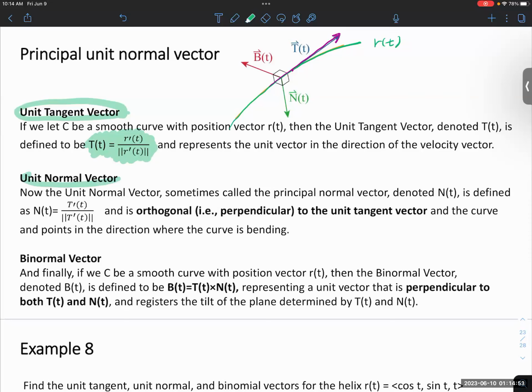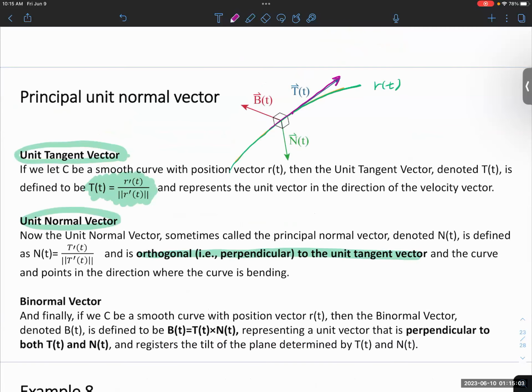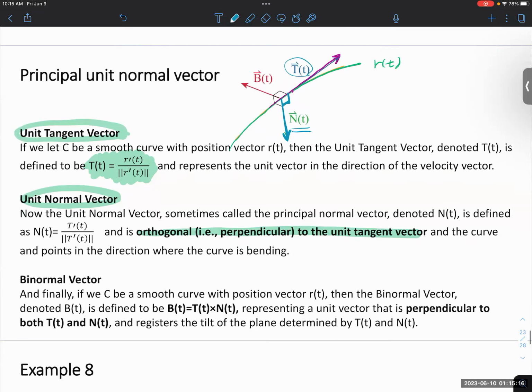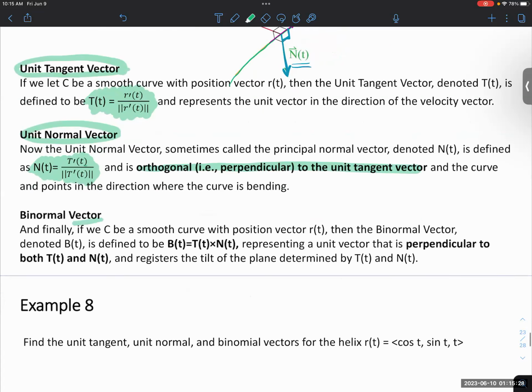What is a unit normal vector? The unit normal vector is perpendicular to the tangent vector, orthogonal to the unit tangent vector. So in the image, you have the straight line, and there is a 90 degree angle. So this is going to be perpendicular to the unit tangent vector. We call this the normal vector, and the formula is here. So if you want to find the normal vector, you're going to take the derivative of the tangent vector and divide it by its magnitude. Same thing.